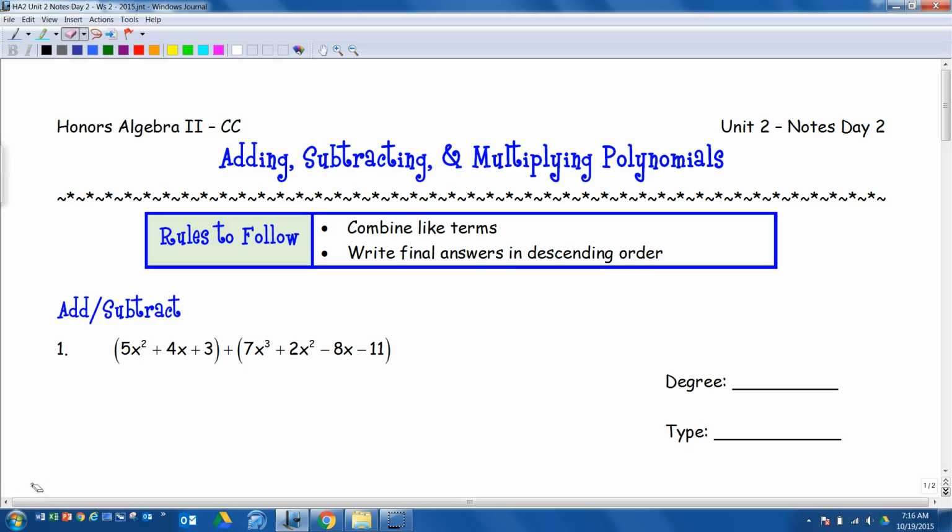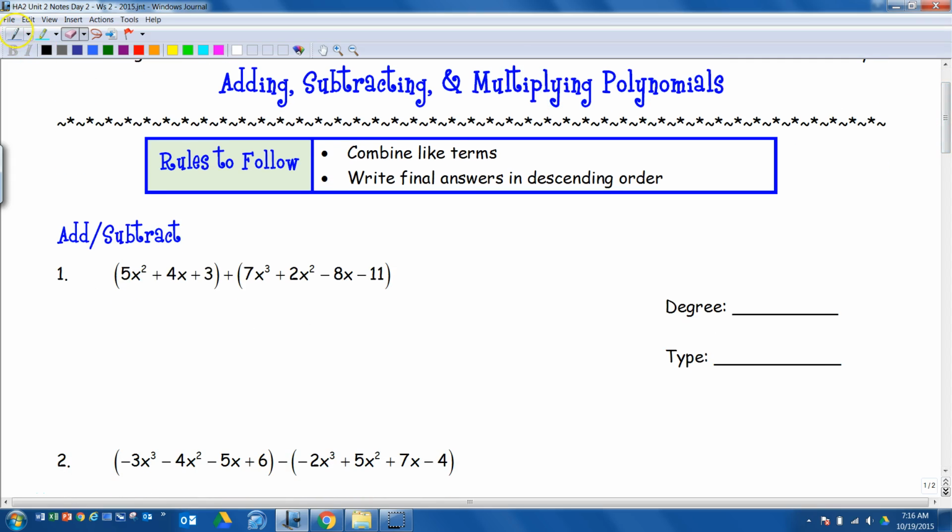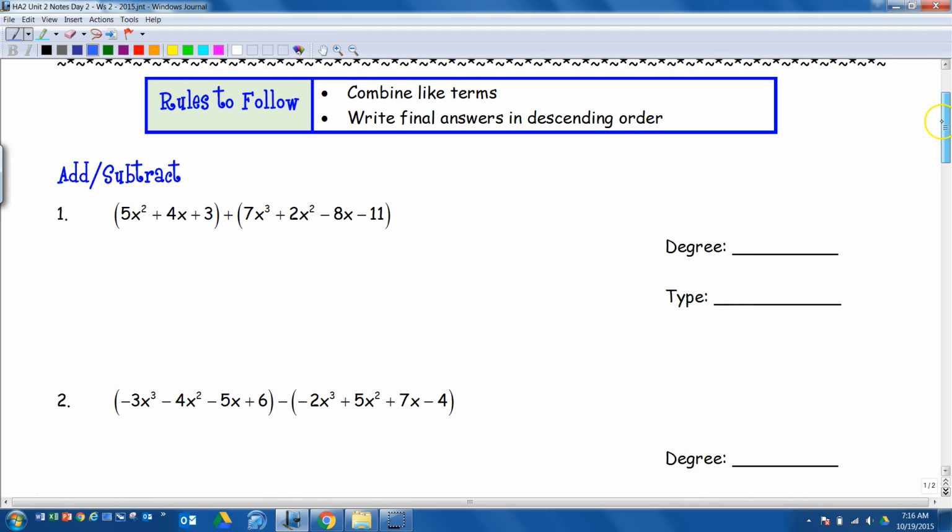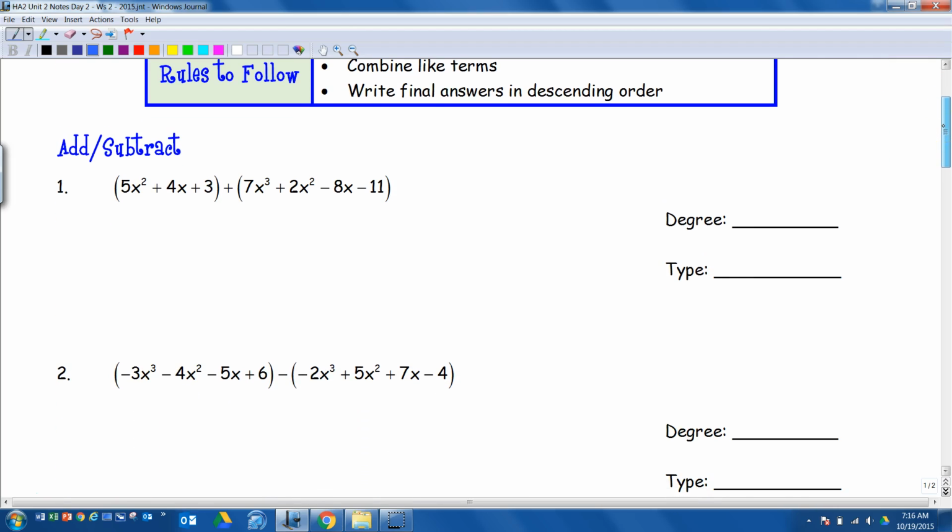Alright class, this is the Unit 2 Notes Day 2, adding, subtracting, and multiplying polynomials. This should be something that's kind of review. It's kind of like adding like terms from Algebra 1 and with distributing and all that other fun stuff. So let's look at what we got here.